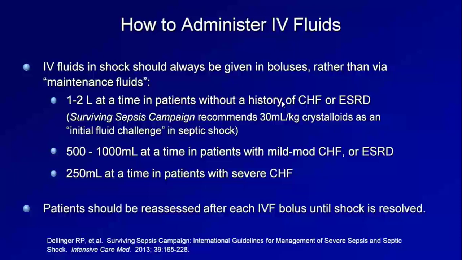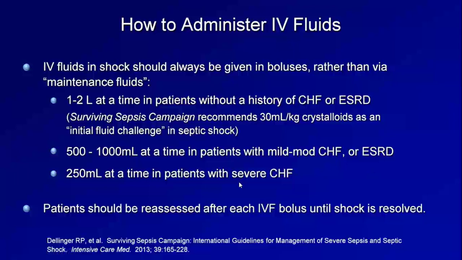So if the patient is responsive to fluid and I will prescribe him IV fluids, what are the precautions on how to administer IV fluids? IV fluids in shock should always be given in boluses rather than via maintenance fluid, about 1 to 2 liters at a time in a patient without a history of congestive heart failure or interstitial disease. This amount will be halved in a patient with mild or moderate congestive heart failure or interstitial disease, and will be reduced to a quarter at a time in a patient with severe congestive heart failure.